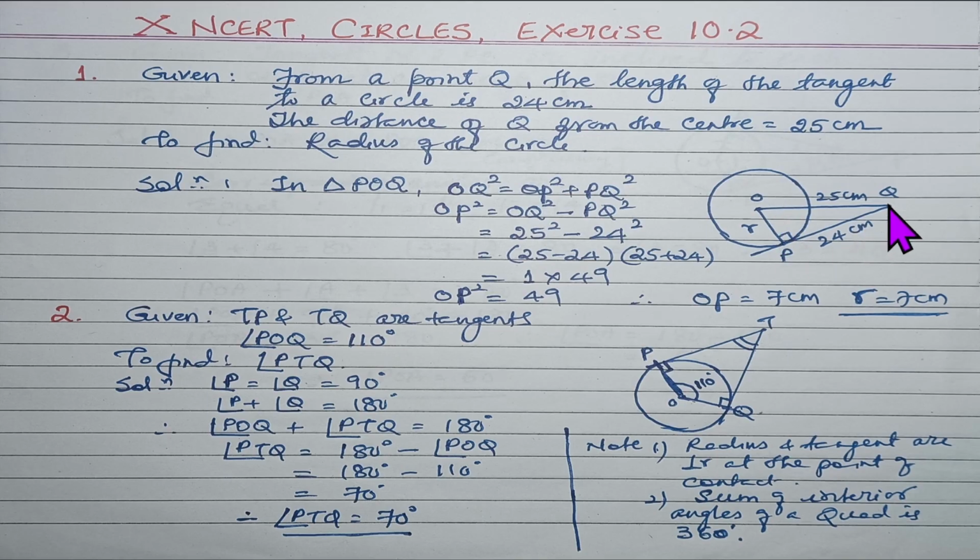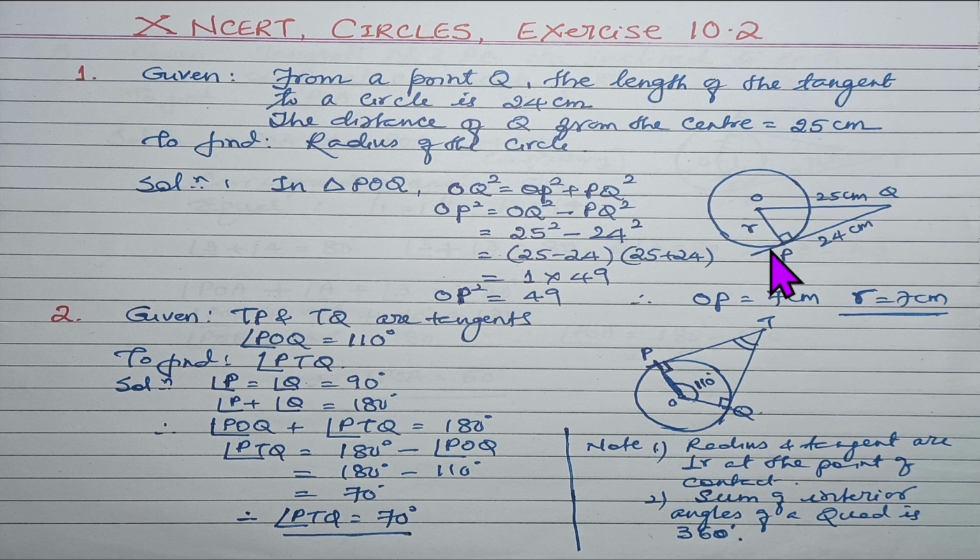That means we are given the length of the tangent QP, we are given the distance of the point Q from the center O, and now you have to find the radius. When you draw the figure, you find that OP is the radius and QP is the tangent drawn to the circle from an external point, and therefore angle OPQ is 90 degrees because the radius and tangent at the point of contact are perpendicular to each other, and the distance of the point Q is 25 centimeters from the center. Now we have to find the radius.